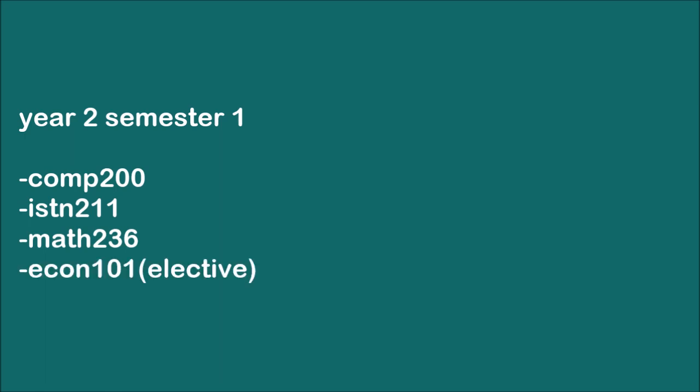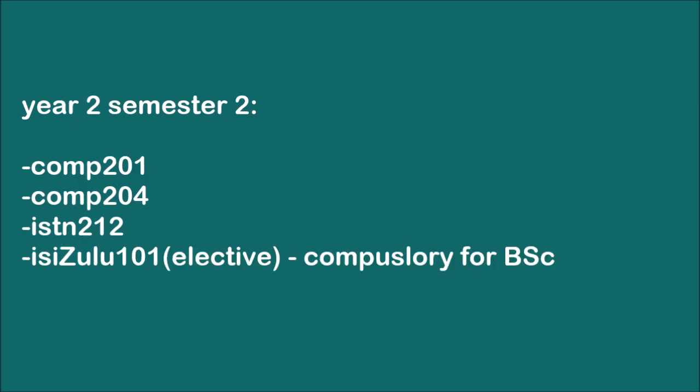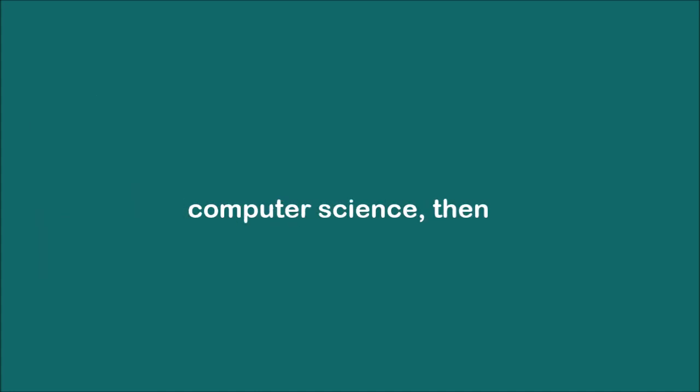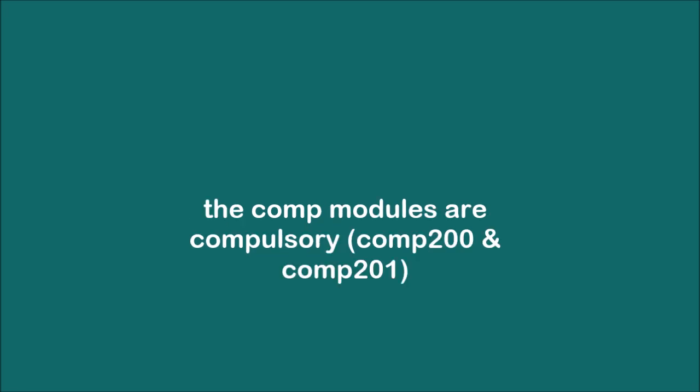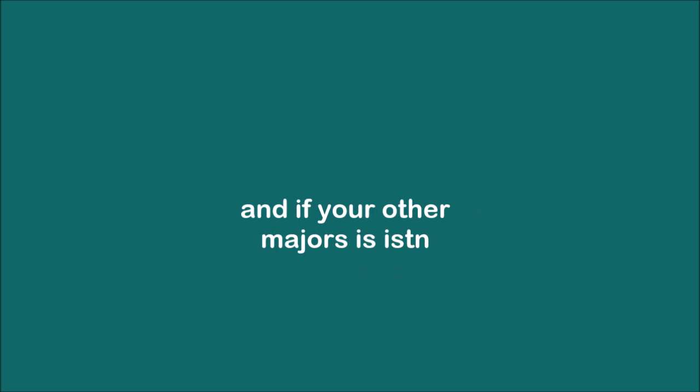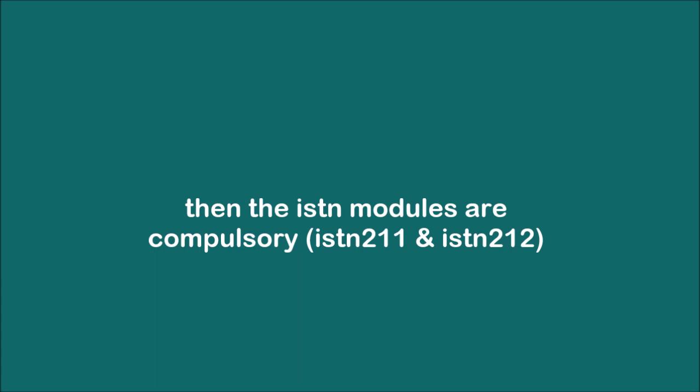The modules I did in year 2, semester 1 are Comp 200, ISTN 211, Math 236, and my elective was Econ 101. In semester 2, I did Comp 201, Comp 204, ISTN 212, and my elective, which is compulsory for us to do at UKZN, was Zulu 101. If one of your majors were computer science, then the modules that you would have to do are Comp 200 and Comp 201. And if your major was also ISTN, then the modules that you are required to do are ISTN 211 and ISTN 212.